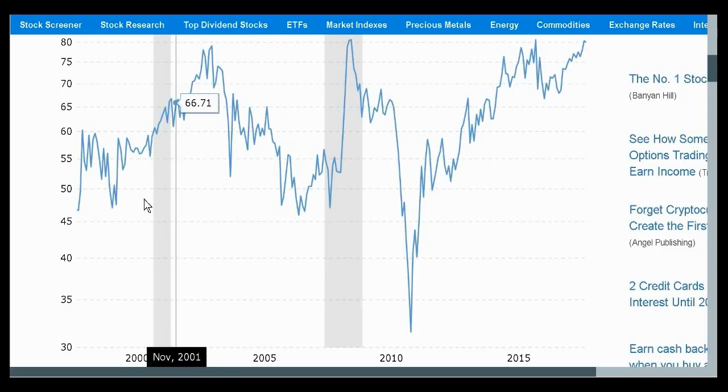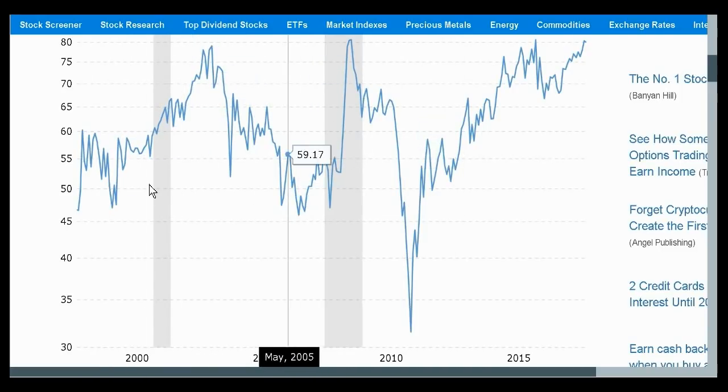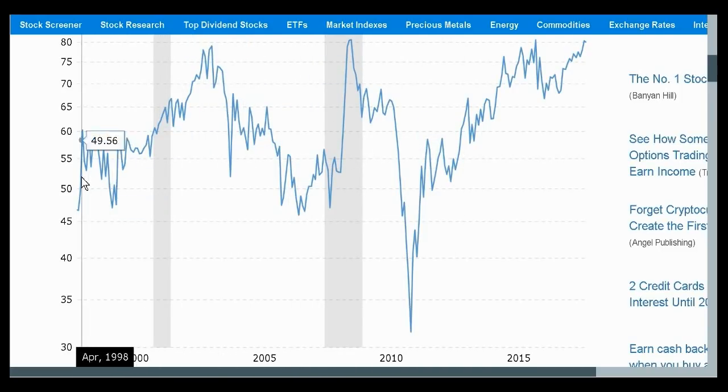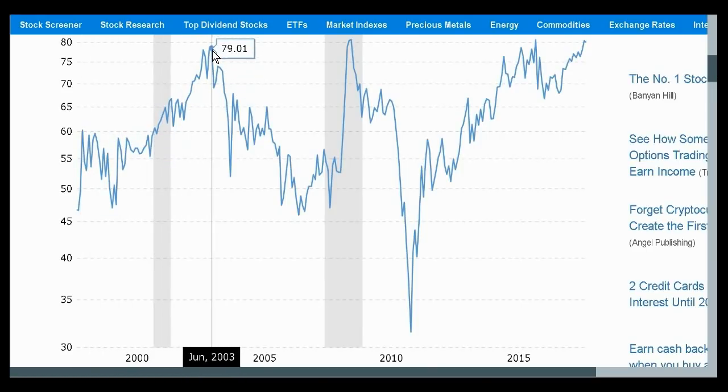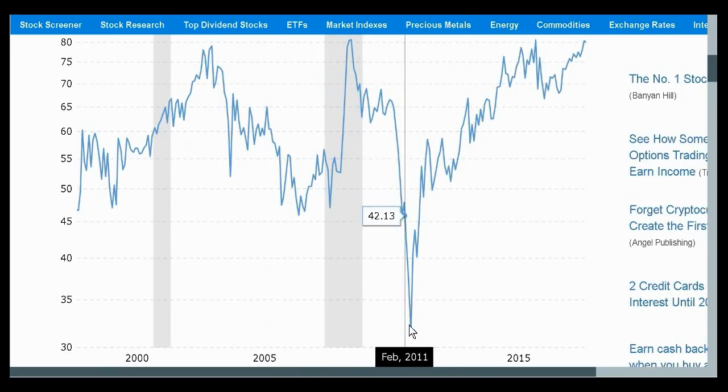As you can see, the mean or average is around 50 or so. When it gets up to around 80, then gold is much more expensive than silver. And when it gets down to around 30, silver is much more expensive than gold.